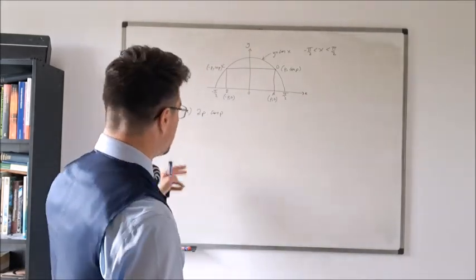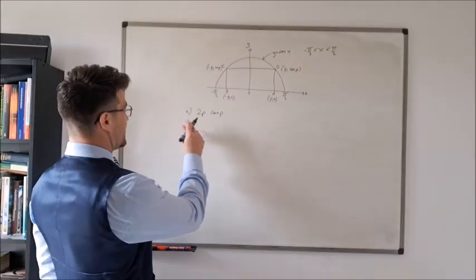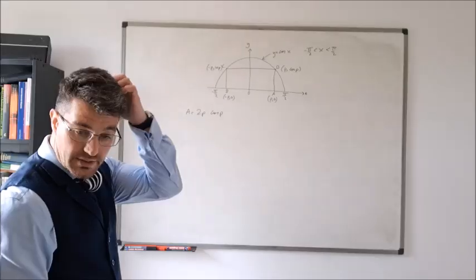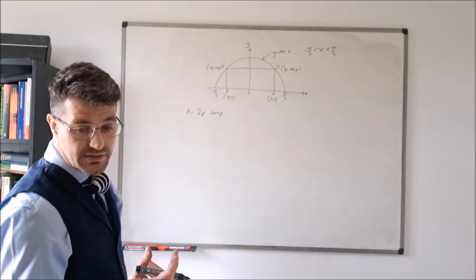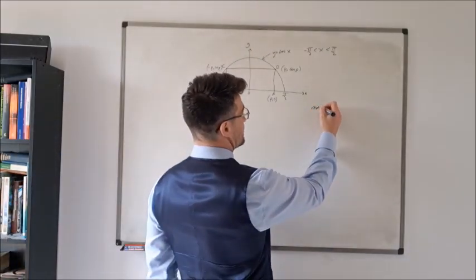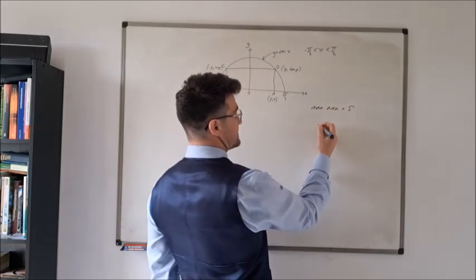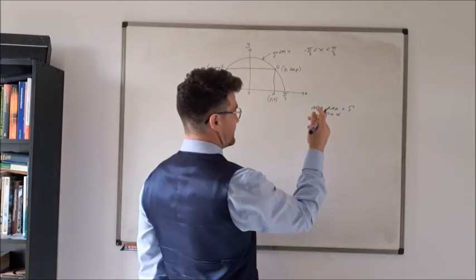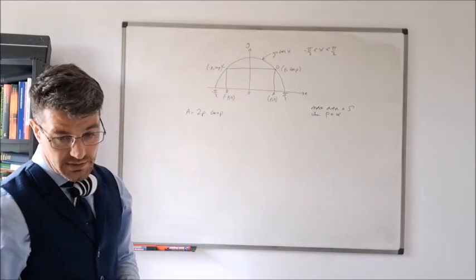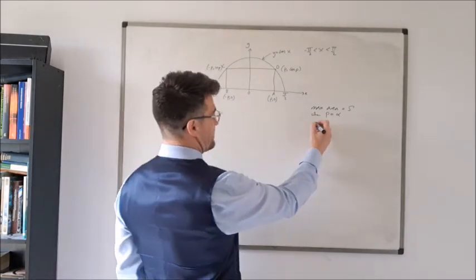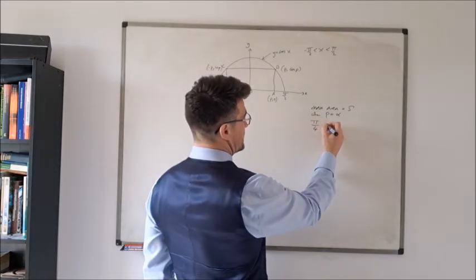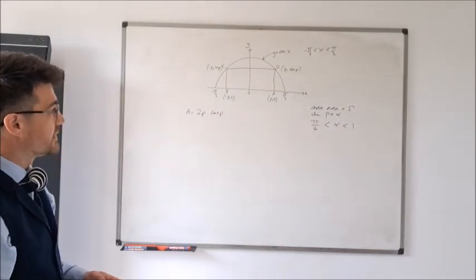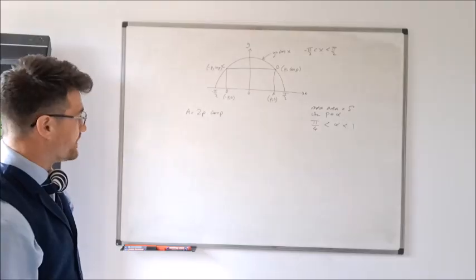Okay, so that was easy. We'll call that A, by the way. A equals 2p cos p. And then part B: the maximum area of ABCD is equal to S, and this occurs when p is equal to alpha. We need to show that pi by 4 is less than alpha, which is less than 1. Okay, pi by 4 less than alpha less than 1.